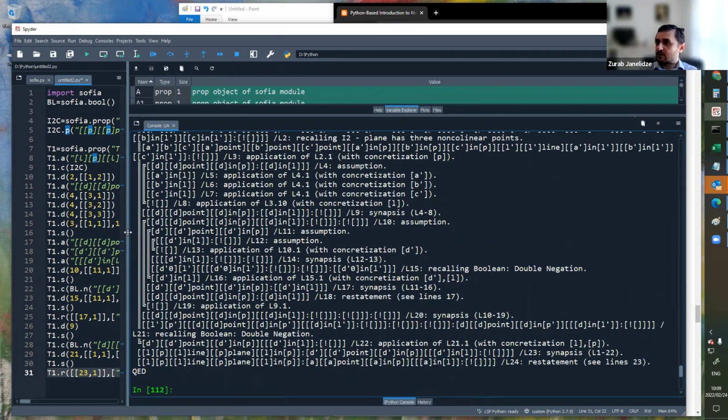There is one question on the chat. Is it necessary for one to understand first order logic first? So what I've explained in these lectures is basically first order logic. This is what first order logic is, except that first order logic is slightly more technical. So Sophia is a slightly simplified version of first order logic.